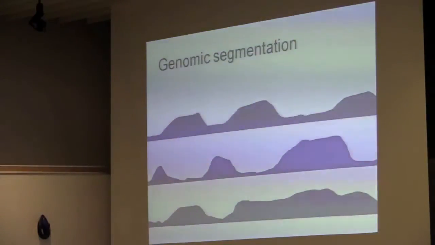So we do this annotation through a process of genomic segmentation. I'm going to show you three different example tracks that I drew by hand. It's not real data. So along the x-axis, again, is position along the chromosome, and the y-axis is the signal, which is a function of the number of cells in a population that show some sort of activity, whether that's the presence of a protein or the presence of a hypersensitive site or what.